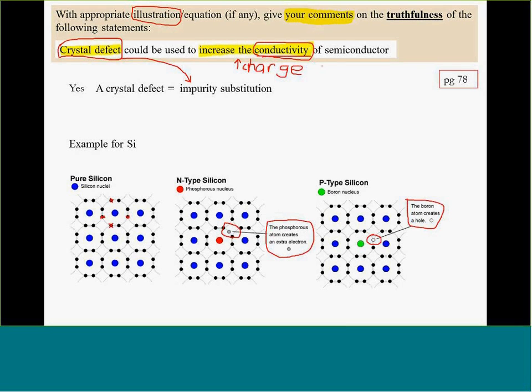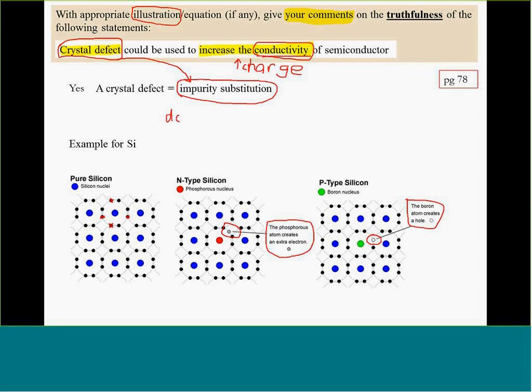To answer this kind of question, you must make sure you look at the statement. What are the words that you need to tackle when answering the question? Perhaps you could bring a highlighter like the one I'm using now. It very clearly says that you need to answer it in terms of the crystal defect, which is essentially the impurity substitution, which is essentially what doping means.